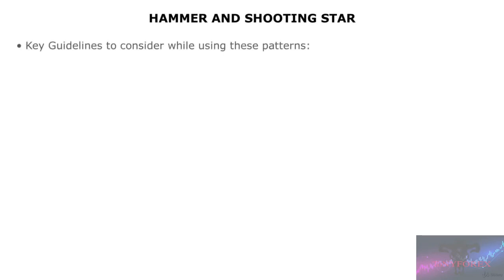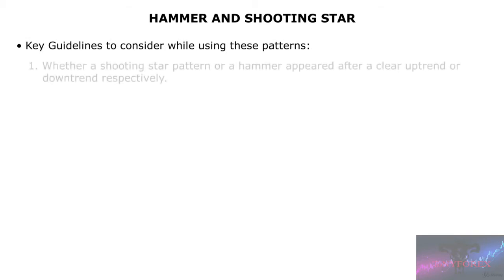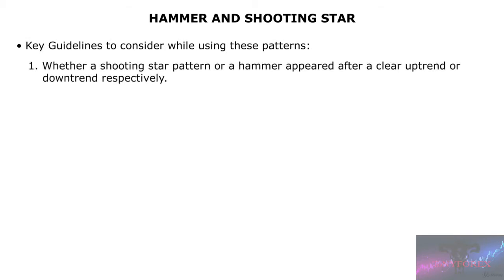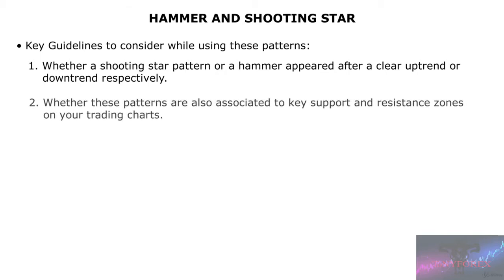Now when it comes to taking trading positions based on these patterns, you will always consider the following key points. Whether a shooting star pattern or a hammer appeared after a clear uptrend or downtrend respectively. This means that the importance of the pattern increases when they appear after clear market trends. Whether these patterns are also associated to key support and resistance zones on your trading chart. If this happens, you are able to trade these patterns with increased confidence.